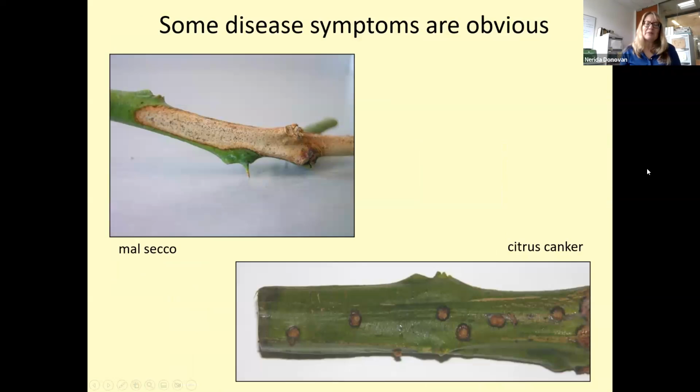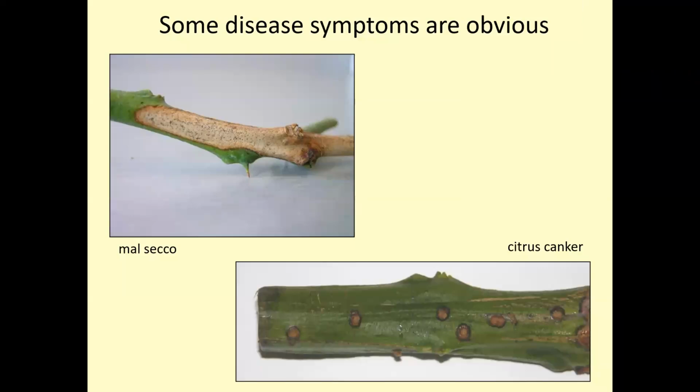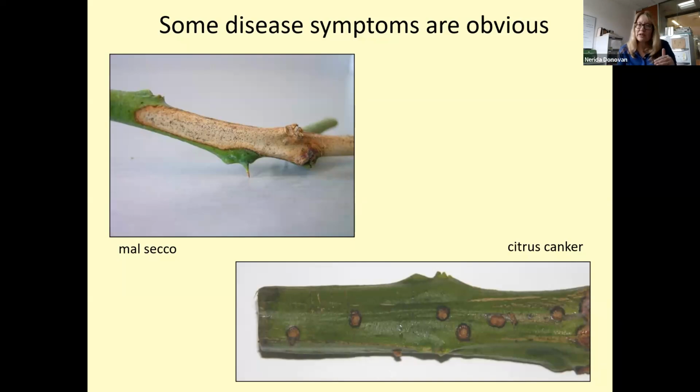So just to start with, some disease symptoms are really obvious. A couple of examples: there's a fungal disease called mal secco. Now, when you see dieback on your citrus trees, a lot of the time a disease isn't the primary cause of the dieback. Sometimes fungi or bacteria, called saprophytes, can invade dying tissue, and they can be what we call a secondary invader. But most of the time, they're not the primary cause.